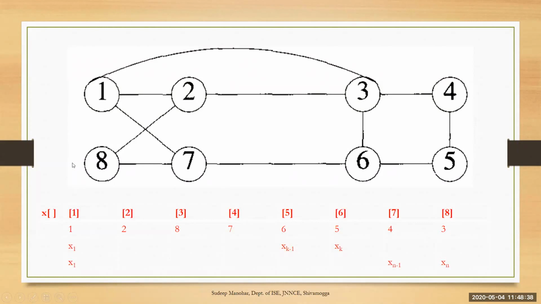So like this, you are supposed to store the solution in a vector called x, and each index will tell the ith vertex to be visited. So this is your solution vector. In this vector, we are going to store the solution.